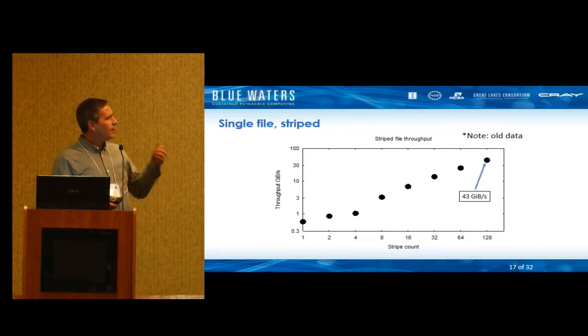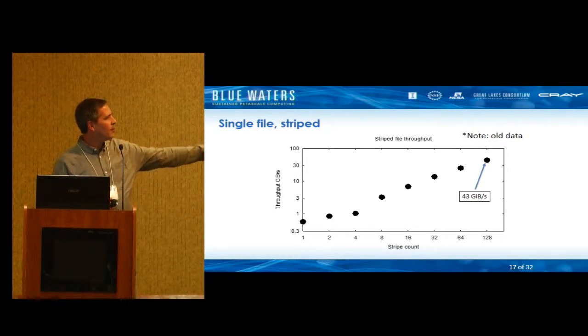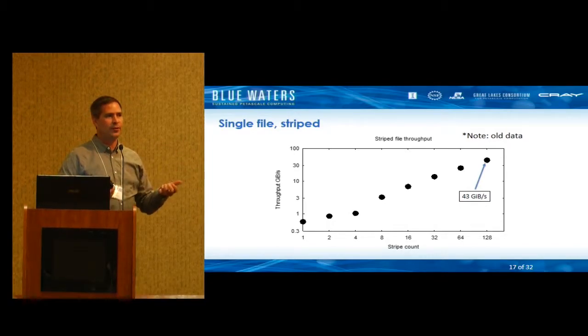I think I was writing from, I forget exactly how many nodes. I think I matched the number of nodes to the stripe count. So the biggest one was 128 nodes, writing from, I think, 8 processes on each.